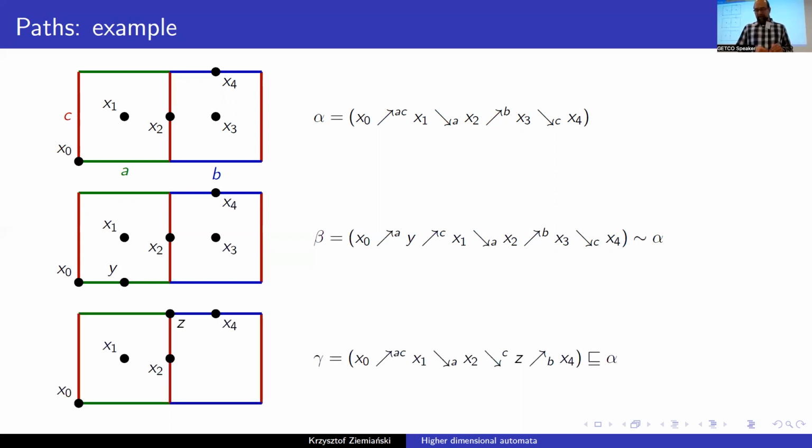And finally, the last example. It starts exactly as alpha, this last path gamma, but at the very end, when we travel from x2 to x4, we first go to the vertex z, then we go to x4. It means that first we terminate C, and only after we start B. This is an execution which is homotopic, but it's not equivalent, it's more specific. It's somehow contained in the path represented by alpha.